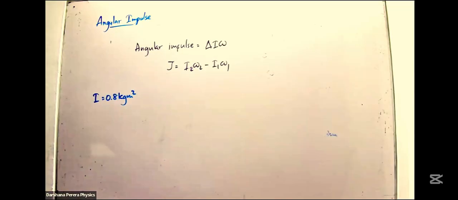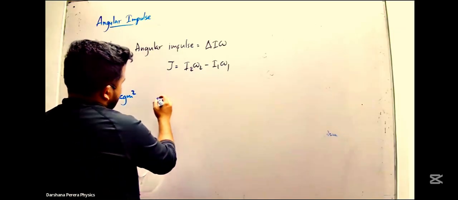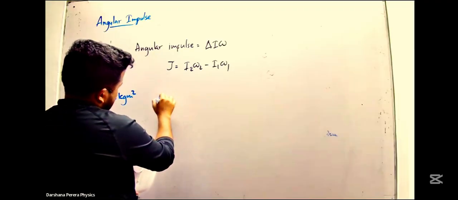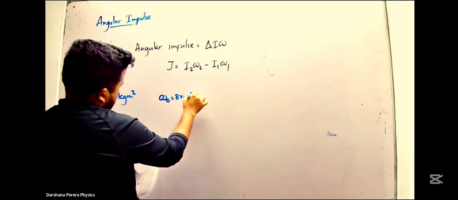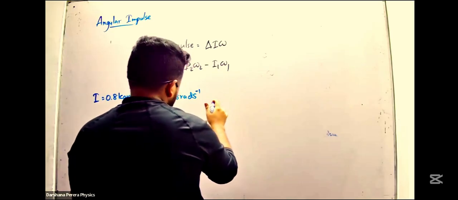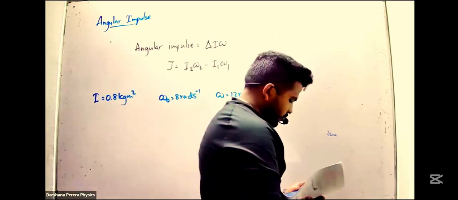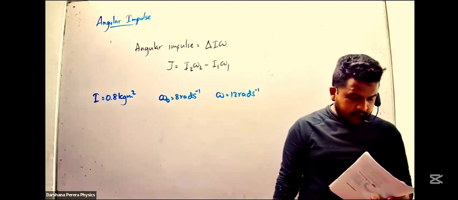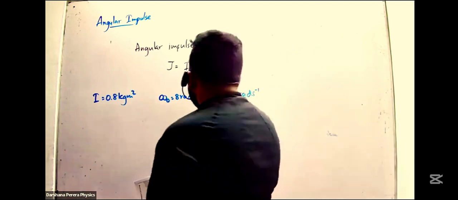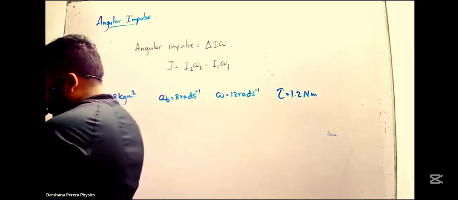Find the time taken to increase the angular velocity from 8 radians per second to 12 radians per second, using a 1.2 Newton meter torque.